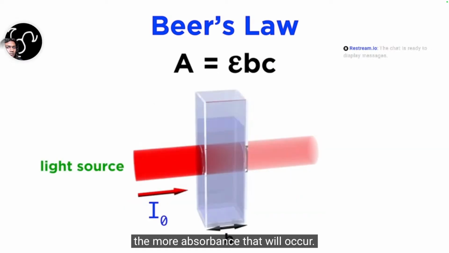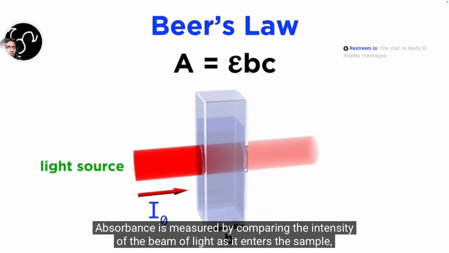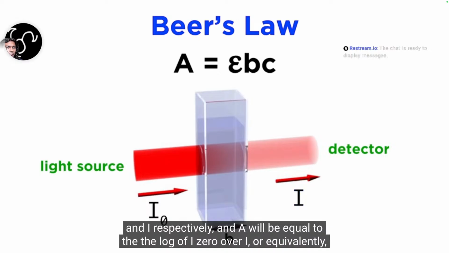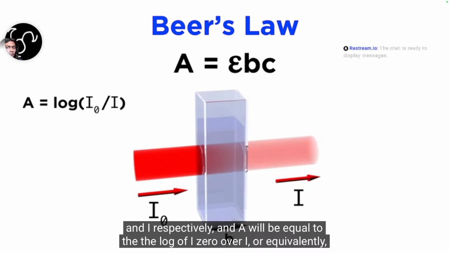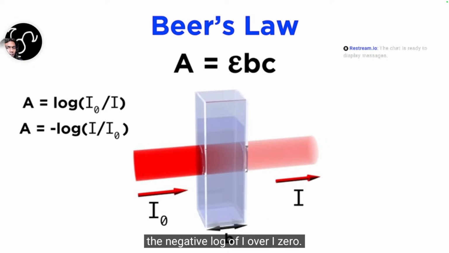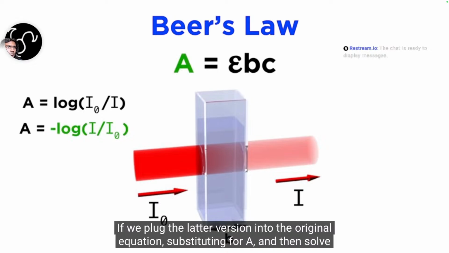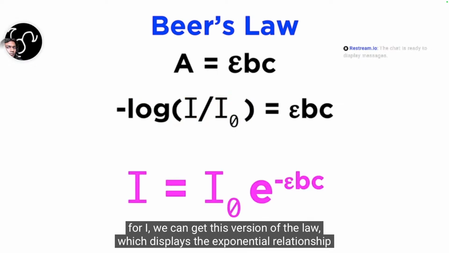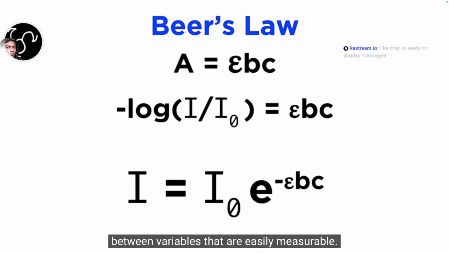Absorbance is measured by comparing the intensity of the beam of light as it enters the sample and the intensity as it leaves the sample and strikes the detector, which are I0 and I respectively. And A will be equal to the log of I0 over I, or equivalently, the negative log of I over I0. If we plug the latter version into the original equation, substituting for A, and then solve for I, we can get this version of the law, which displays the exponential relationship between variables that are easily measurable.